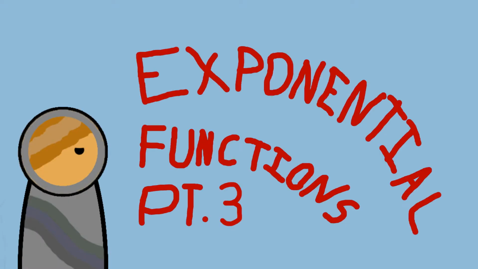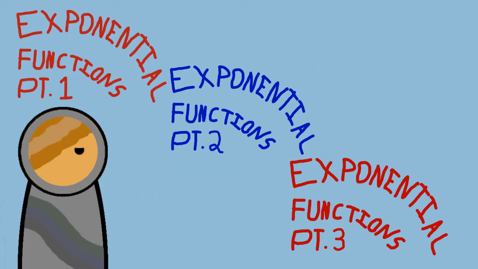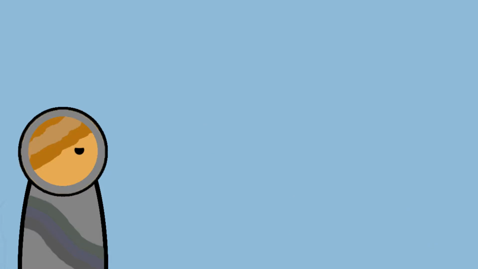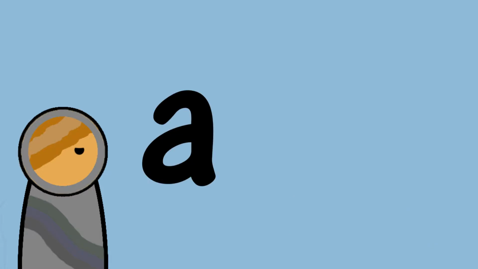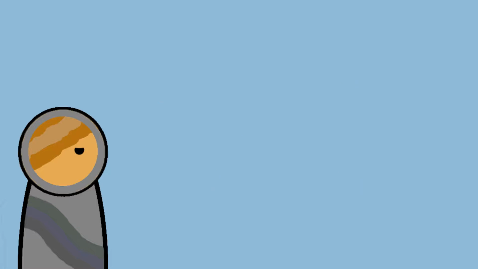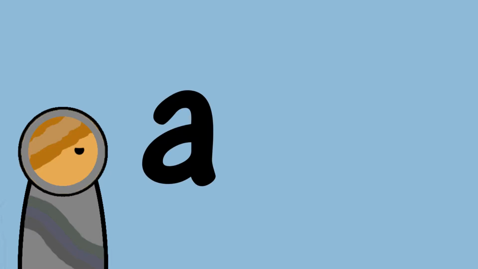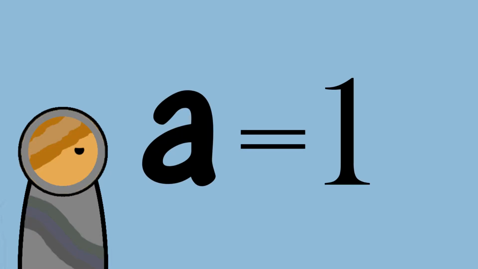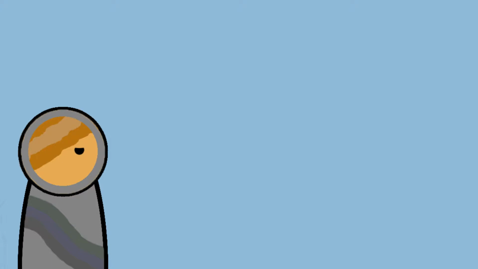Welcome to part 3 of the exponential functions series. Now we are going to go over when a equals 1 in specific equations. We already went over exponential functions, which when a equals 1, it is just a straight line with zero slope.